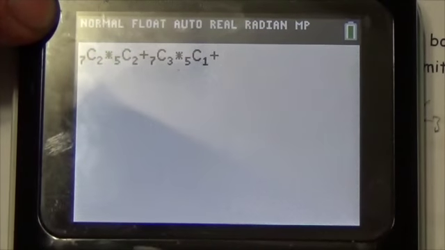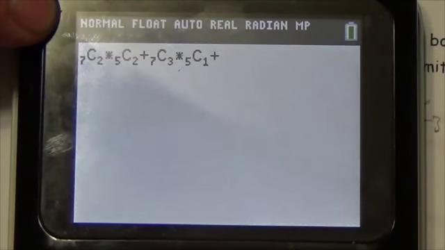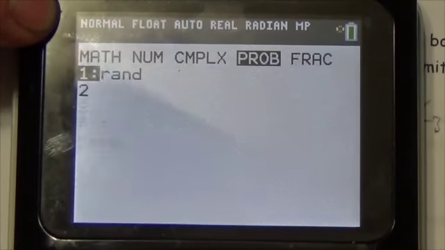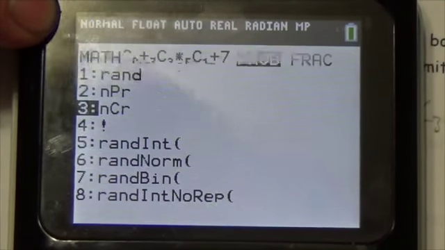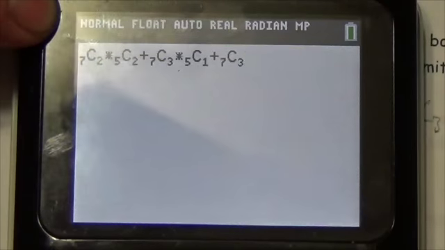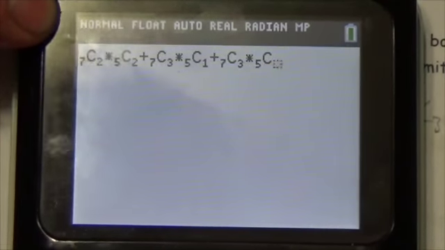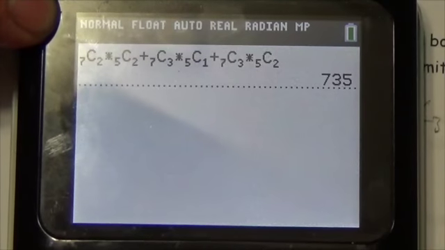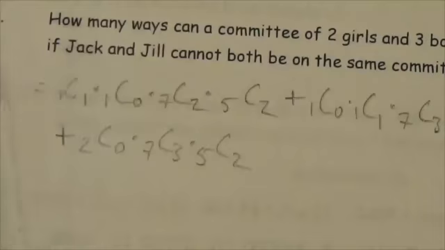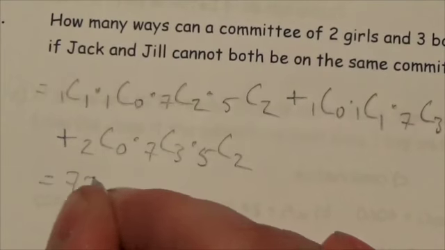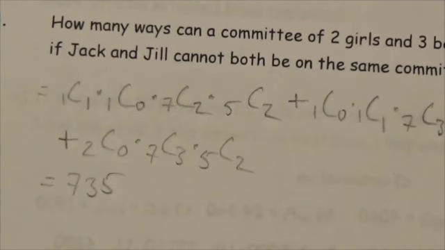Or, remember, we don't tell them anything. Don't even let them know there's a committee going on. So that's going to be 7 choose 3, times 5 choose 2. So 735 ways we can choose this committee without having both Jack and Jill on the committee together.